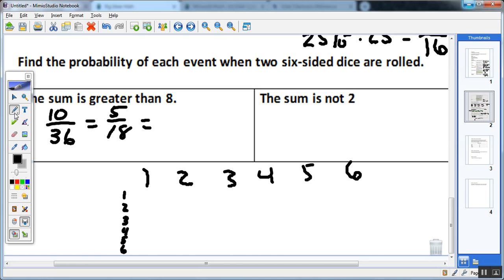The next one says the sum is not 2. Okay, this word not is important. It's like saying let's look and see what the probability would be if the sum was 2. How many 2's show up in that chart up there? 1. It happens one time. Meaning there's a 1 in 36 chance that you'll get a sum of 2. So what's the probability that you will not get a 2? 35 out of 36. We could say, well, this is like taking 1 minus the 1 out of 36. But 1 is like 36 over 36, isn't it, kids? Yep. So the probability that we do not get a 2 is 35 out of 36.